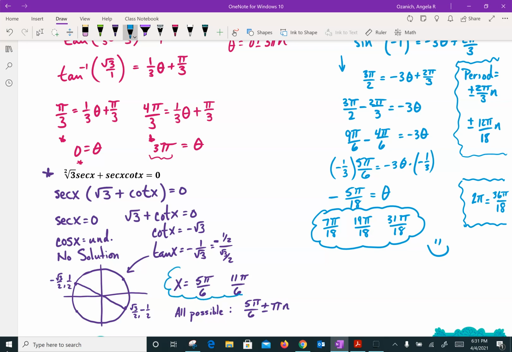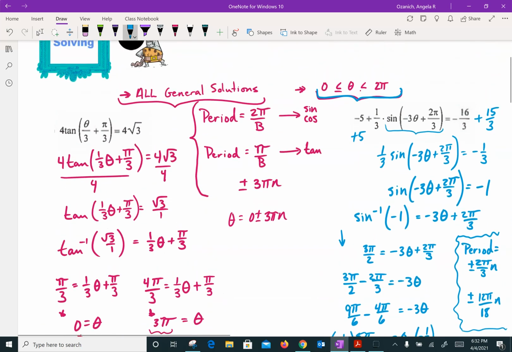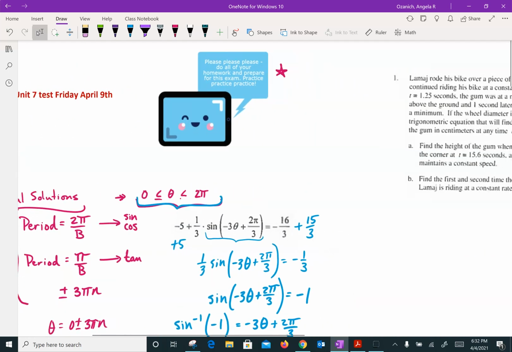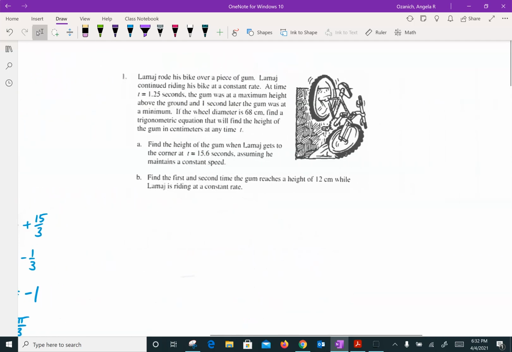This would be all of your solutions between 0 and 2 pi, and then I kind of threw in a little answer that would represent all possible solutions. Very good. All right, we're going to kind of zoom on over to this whole solving things, and we're going to take a look at an applied problem.